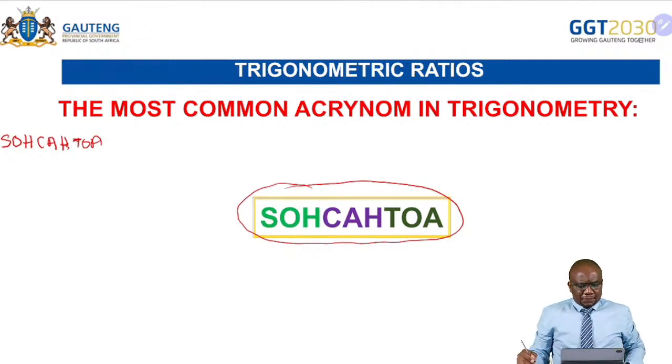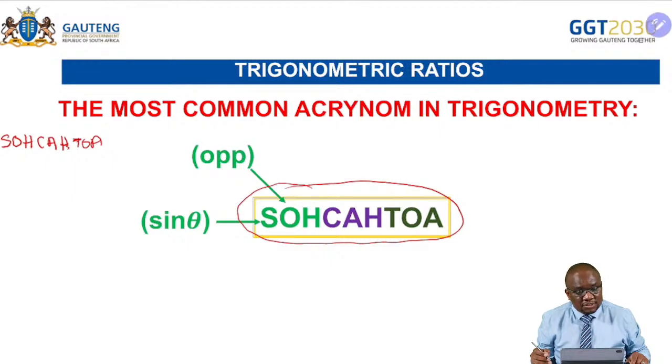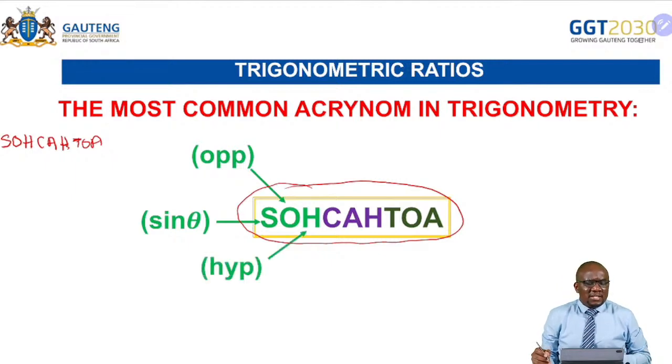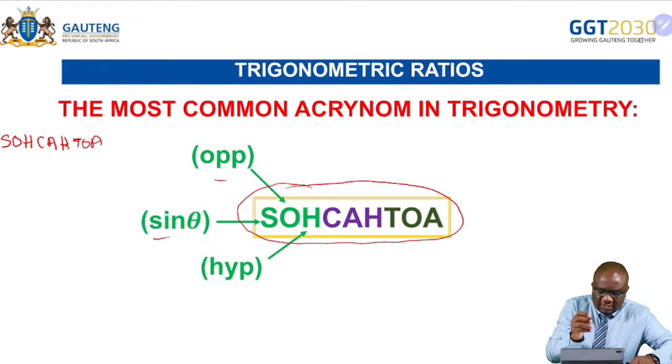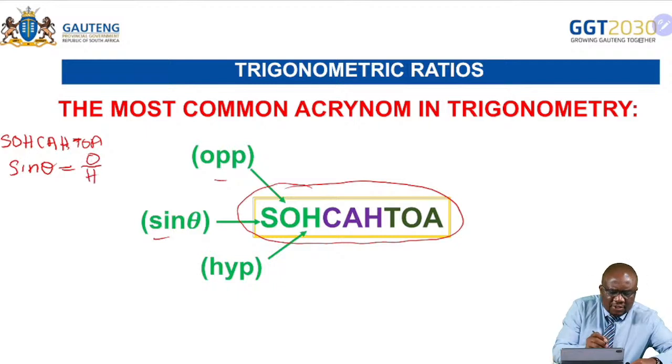SOHCAHTOA. Right now, what does this mean? How will this assist us? The first one, the S there, is for sine theta. Sine theta is equal to opposite over hypotenuse. Don't forget that. Don't write these things, I'm just showing you. You can write by the side: sine theta equals opposite over hypotenuse. You can write like that.